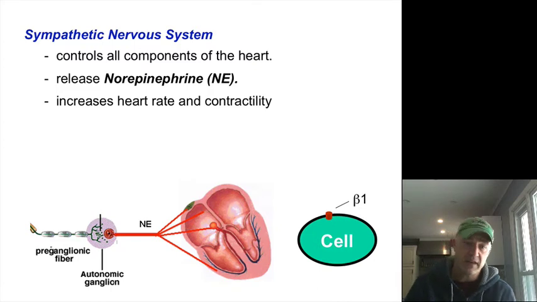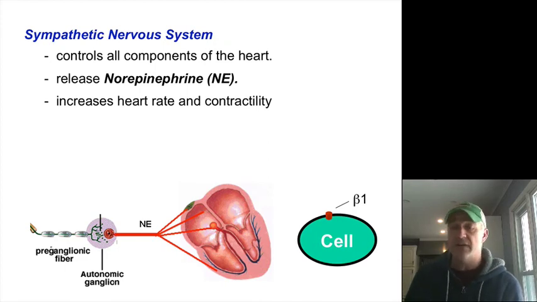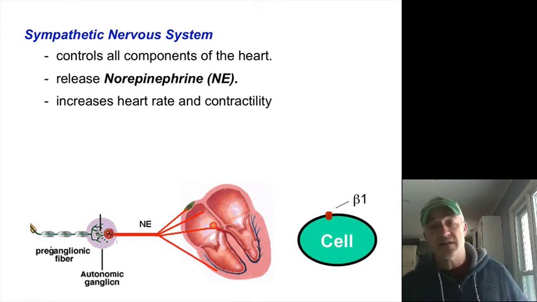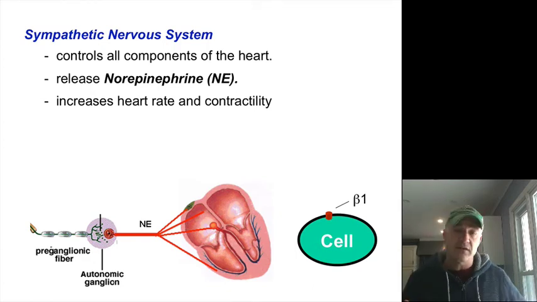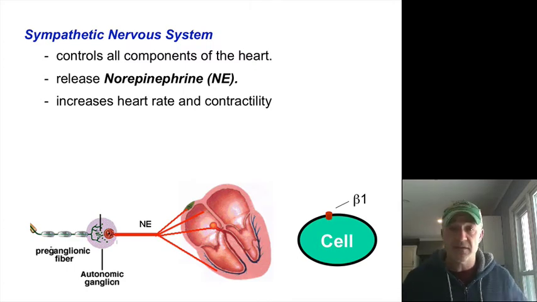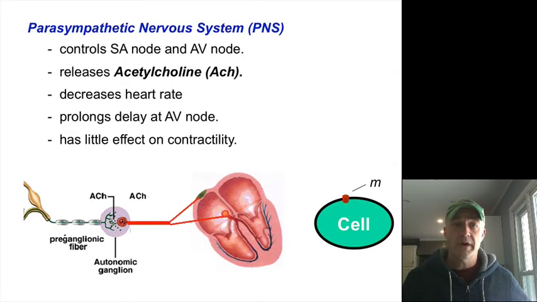So the sympathetic is, again, doing norepinephrine. It is acting on the SA node. It also acts on the AV node as well as the muscle. And again, it's really going to decrease the delay at the AV node and increase the contractility overall of the muscle. This is acting on those beta-1 adrenergic receptors that we talked about back in the autonomic nervous system.